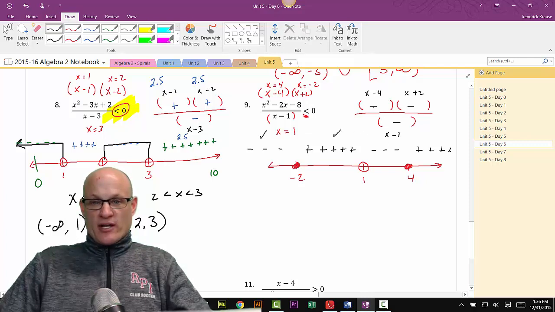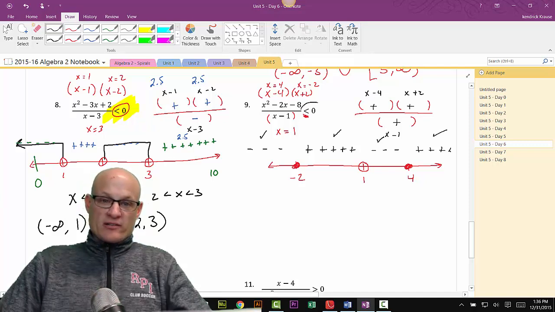This is right. So let's try 3. 3 minus 4 is negative. 3 plus 2 is positive. 3 minus 1 is positive. One negative is a negative, so I'm okay here. Now let's try 10. 10 minus 4 is positive. 10 plus 2 is positive. 10 minus 1 is positive, and I'm okay here.